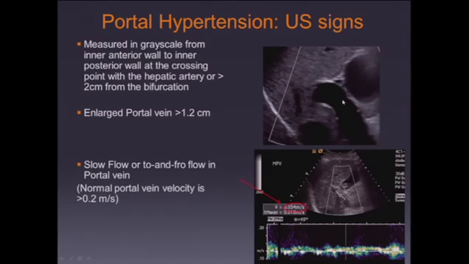As the portal hypertension worsens, portal vein velocity drops lower and lower, and eventually you reach a stagnant state. Normal portal vein velocity is greater than 0.2 meters per second or 20 centimeters per second. This patient has very slow antegrade flow in the portal vein, down to 0.05 meters per second or 5 centimeters per second. And as the velocity drops lower and lower, you reach the stagnant state where you have slow to and fro flow, with a little bit of blood going forward and a little bit of blood going retrograde. So this is known as the stagnant or to and fro flow in advanced portal hypertension.